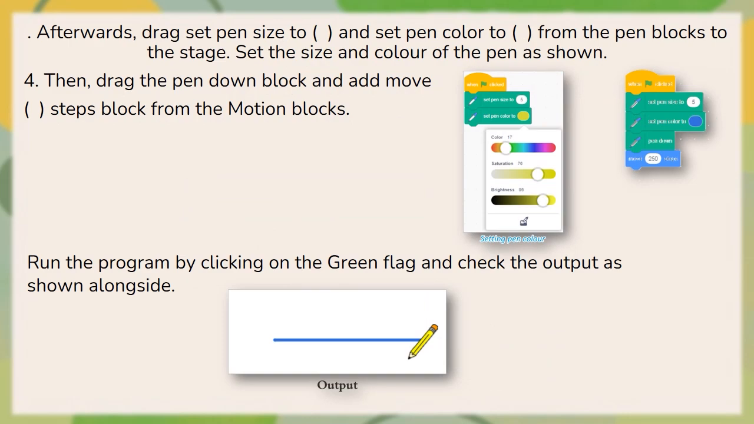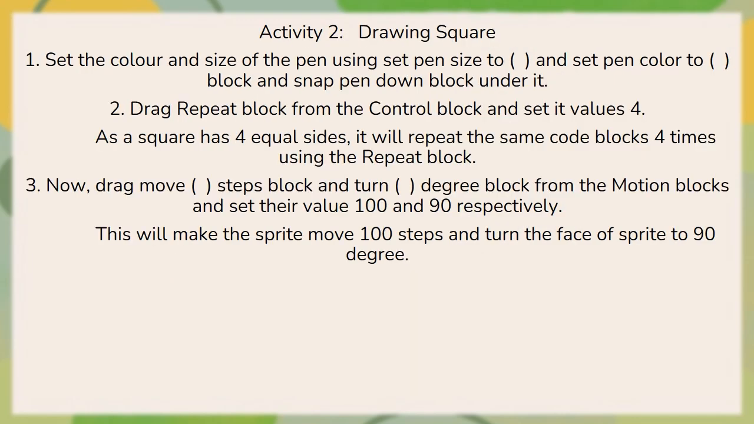3. Afterwards, drag the Set Pen Size to and Set Pen Color to blocks from the pen blocks to the stage. Set the size and color of the pen as shown. 4. Then, drag the pen down block and add the Move Steps block from the motion blocks. Run the program by clicking on the green flag and check the output as shown alongside.